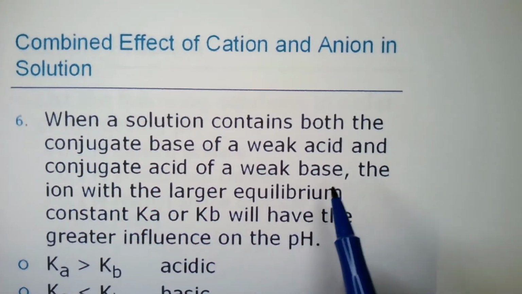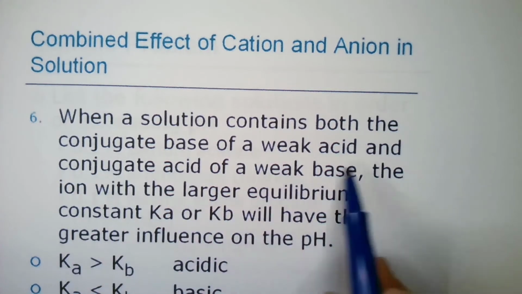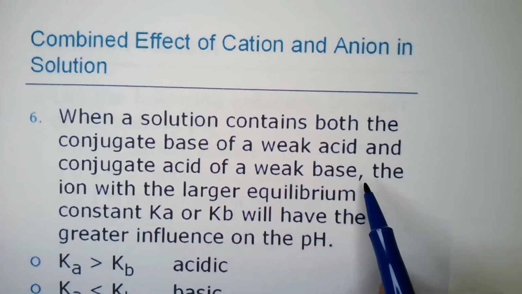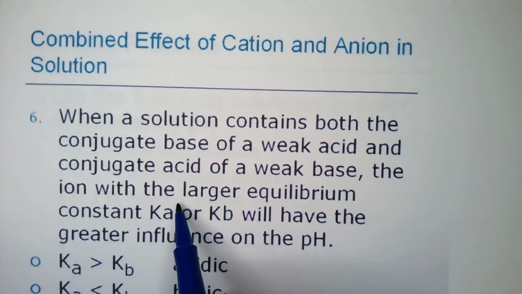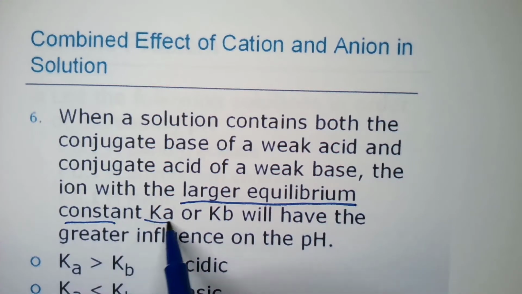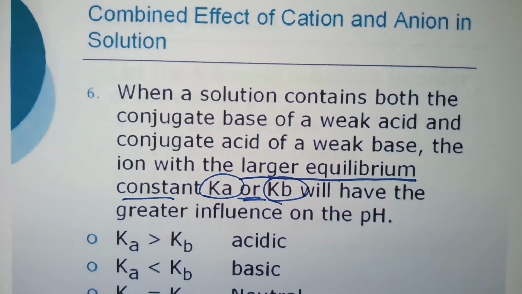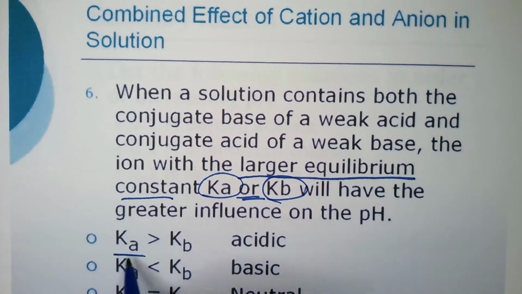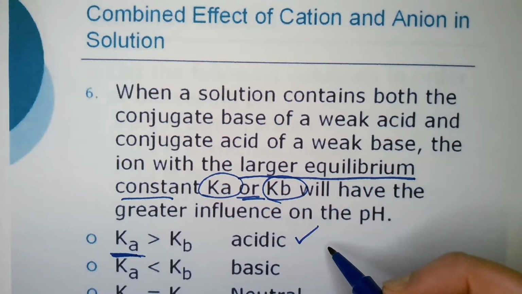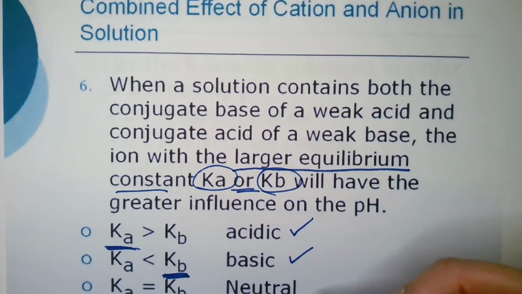So let's say a solution contains both the conjugate base of a weak acid and the conjugate acid of a weak base. The ion that has the larger equilibrium constant, whether that's Ka or Kb, will have the greater influence on the pH. So if Ka is greater, it's acidic. If Kb is greater, it's basic. And if they are indeed equal to one another, it's neutral.